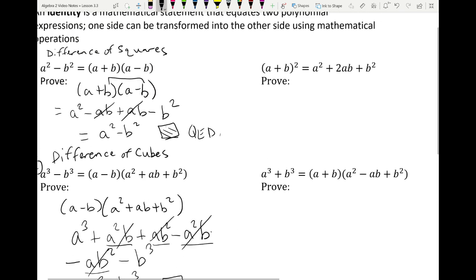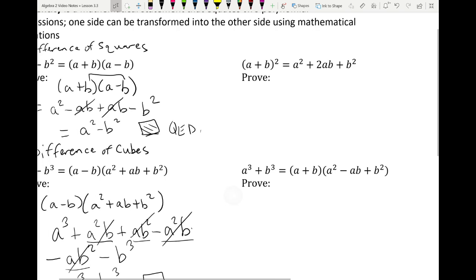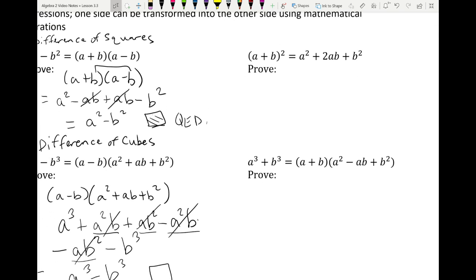All right. So I want you to go ahead and try to prove this identity by doing a plus b times a plus b and foiling that to see if you can get the right hand side. So go ahead and give that a try. Pause the video and we'll go over it in just a second.